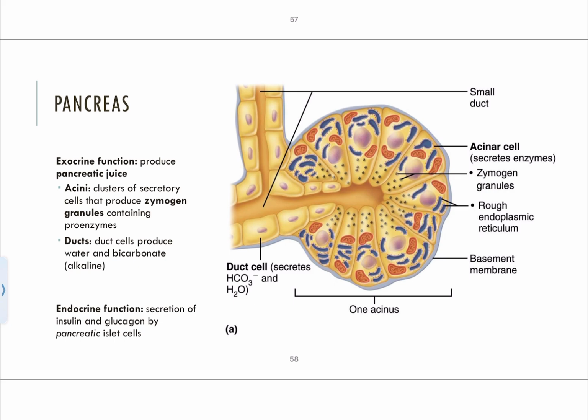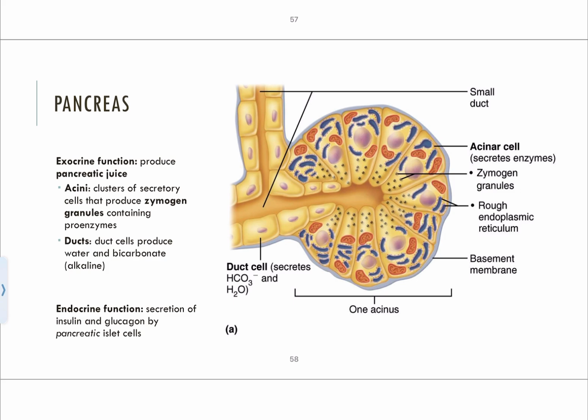So the pancreas contains both exocrine and endocrine functions. We're talking about the exocrine part of the pancreas. We're talking about the production of pancreatic juice. So we have acini, and these are clusters of secretory cells, and they produce zymogen granules that contain proenzymes. So proenzymes are things that are not in their active form yet. They need something to come in and activate them. And then we have ducts, and the duct cells are going to produce water and bicarbonate or alkaline secretions.